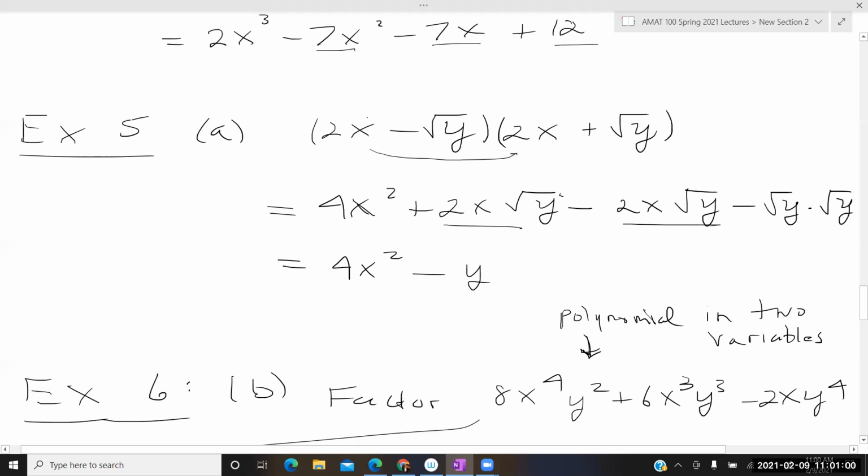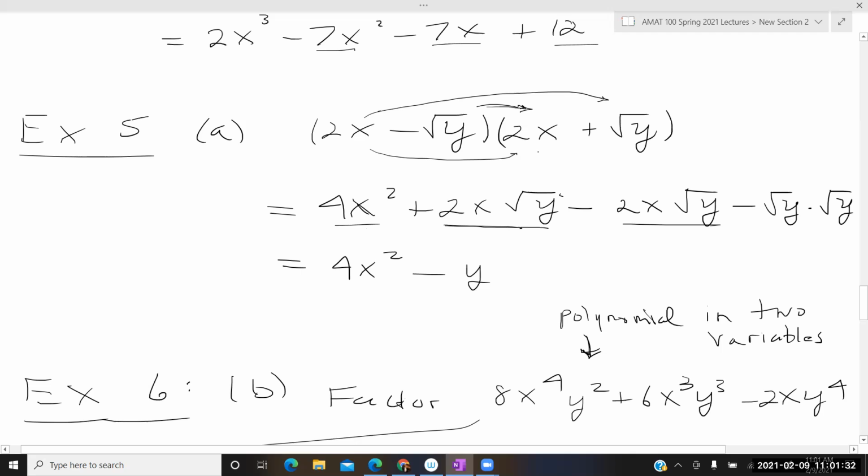I guess I do foiling a little differently. I do the first times the first, and then the first times the last, and then the last times the first. So I guess this is not foiling, but that's okay, it gets you the same result. The first times the first gives you this 4x squared. First times the last gives you negative 2x square root of y. And now the last times the first gives you negative 2x square root of y.